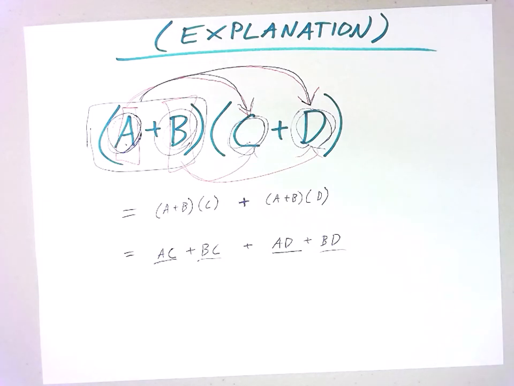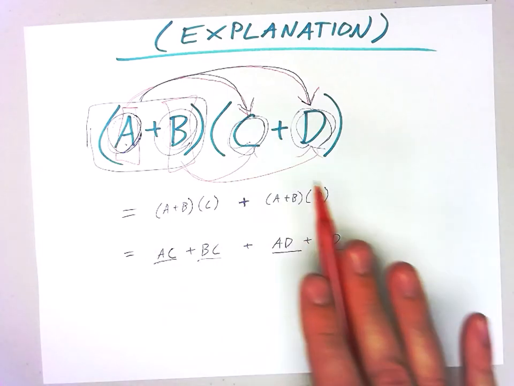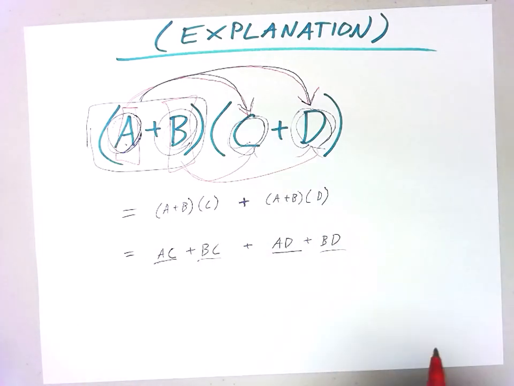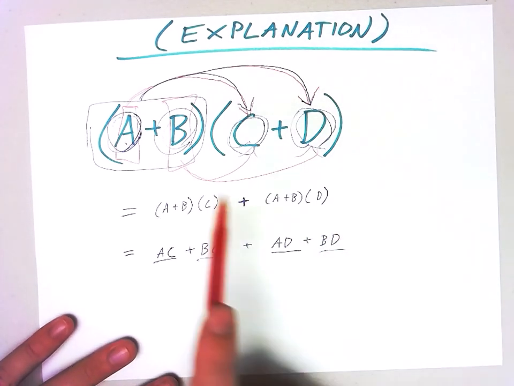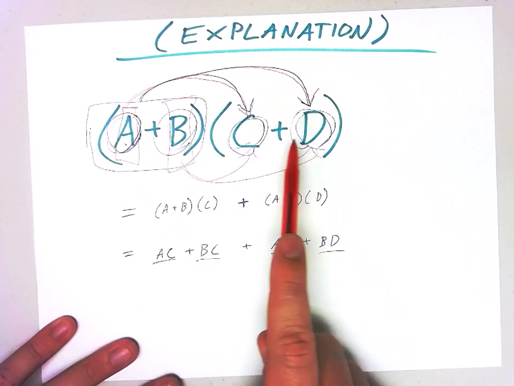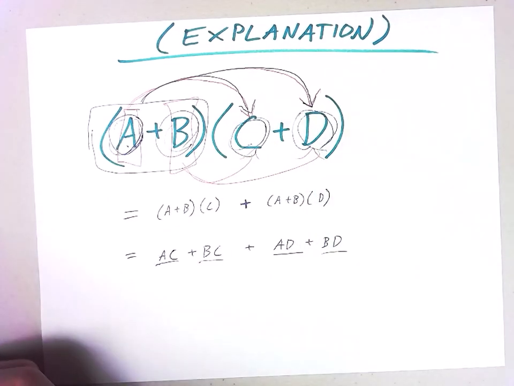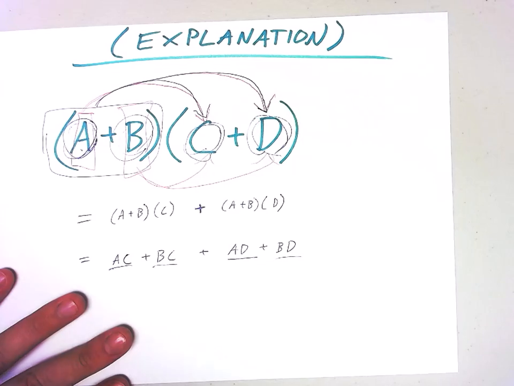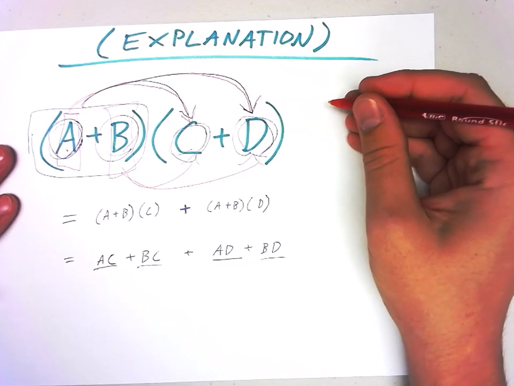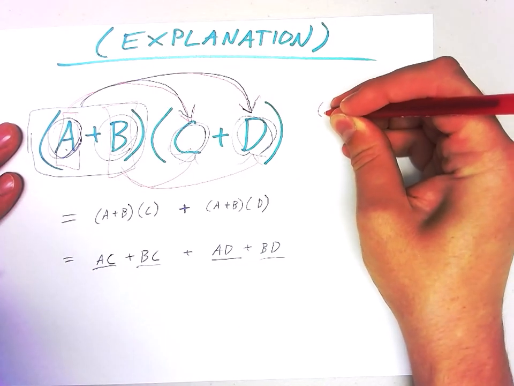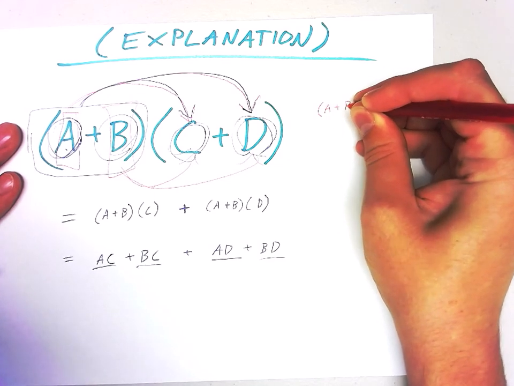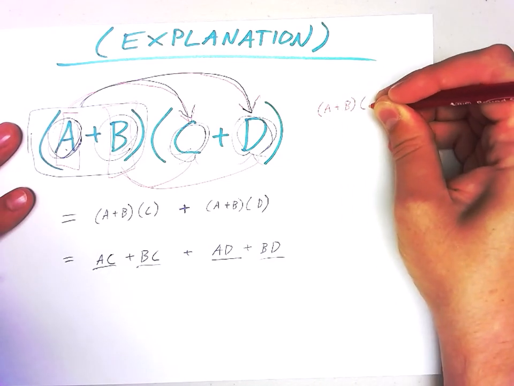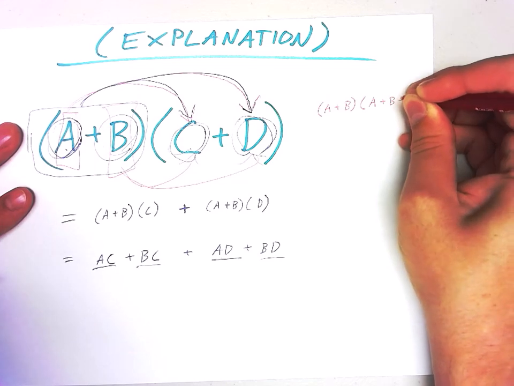That is probably the easier way to think of it instead of doing the distributive property multiple times and figuring it all out. You just know the end result is going to be each term here times each term here. And we'll do some examples with a bigger one. Let me do one right now really quick. A plus B times A plus B plus C.